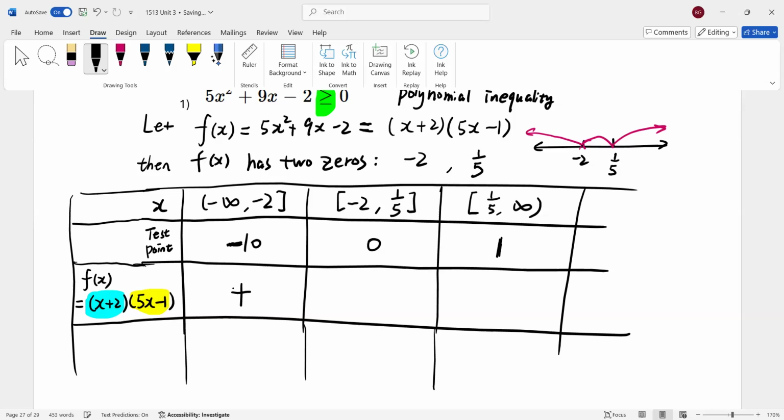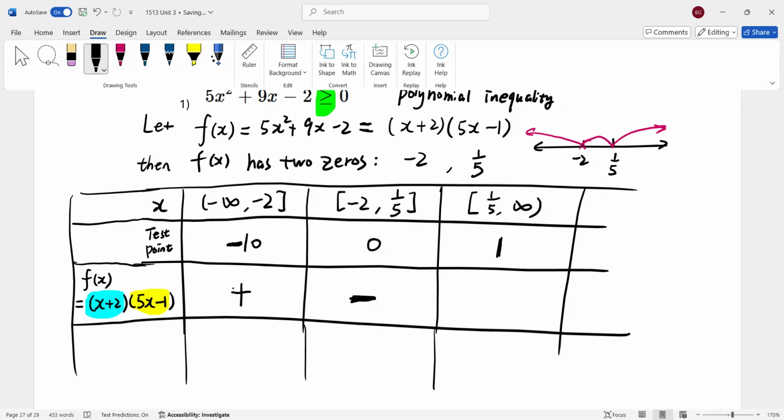The testing point for the second interval is 0. 0 is very convenient. If we plug in x equals 0 in the blue, 0 plus 2 is positive, okay? You're going to remember, you're going to make some notes on the scratch paper. 0 would make the blue positive, and 0 would make the yellow negative. So we have a positive times a negative, and here's a negative, right?